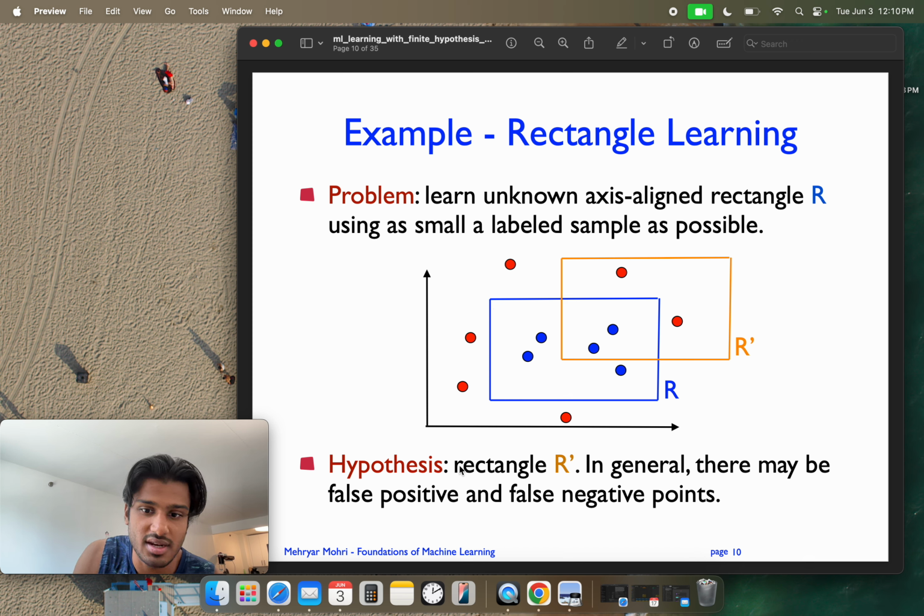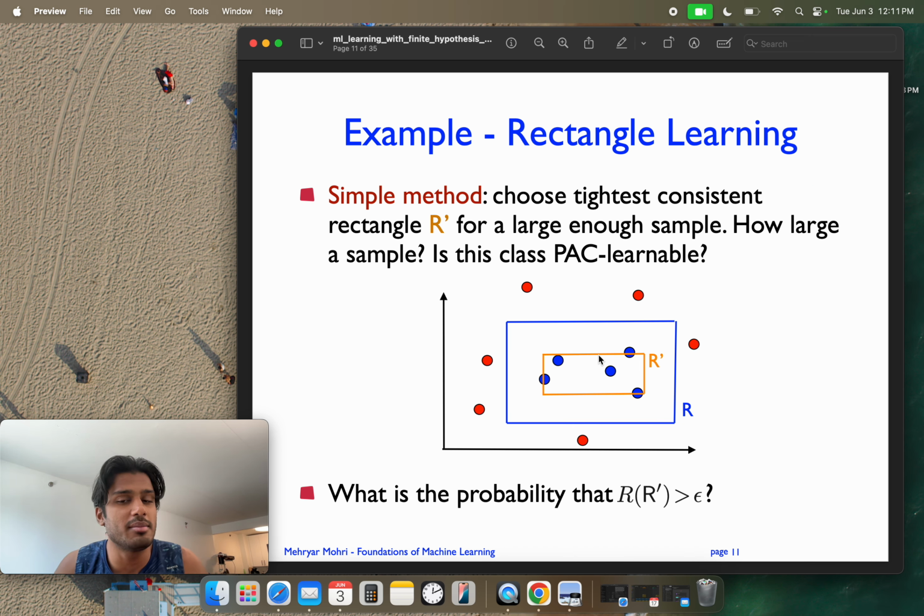Our hypothesis is a rectangle R prime. In this case you can see that R prime gives some false positives. R prime gives these two as +1, which is right, but R prime gives these as -1, which is wrong. It comes back to the idea that you can identify a concept with its support, which is just the points inside this rectangle. So the simple method is to choose the tightest consistent rectangle R prime for a large enough sample.